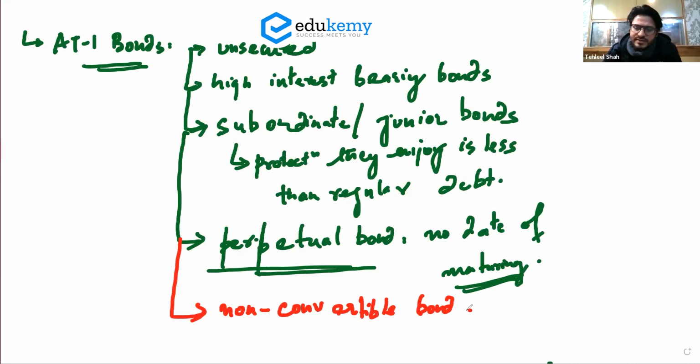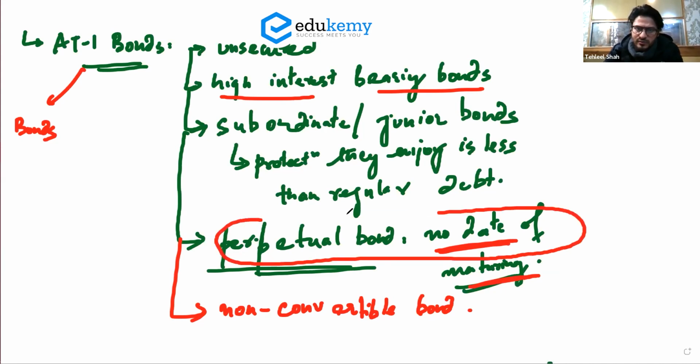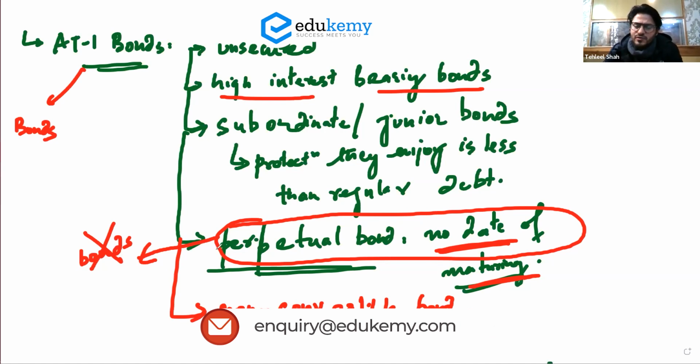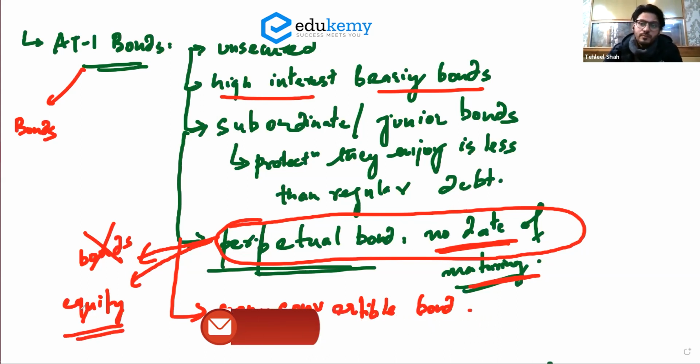Now in reality, since AT1 bonds are actually bonds, so for all practical purposes these are bonds, but there is no expiry date, there is no date of maturity. This particular feature is actually not the feature of bonds. Why? Because perpetuality, or having no date of maturity, is actually the feature of equity. It is not the feature of bonds.